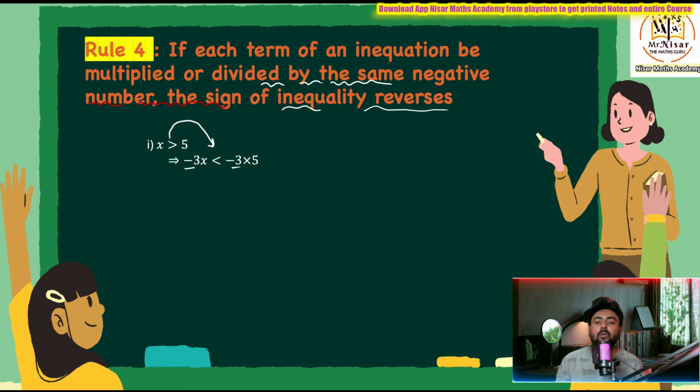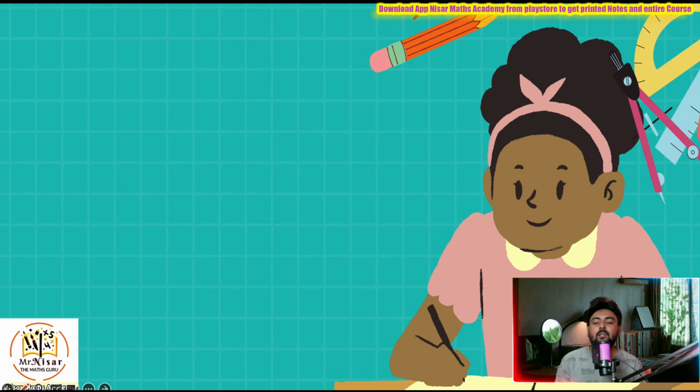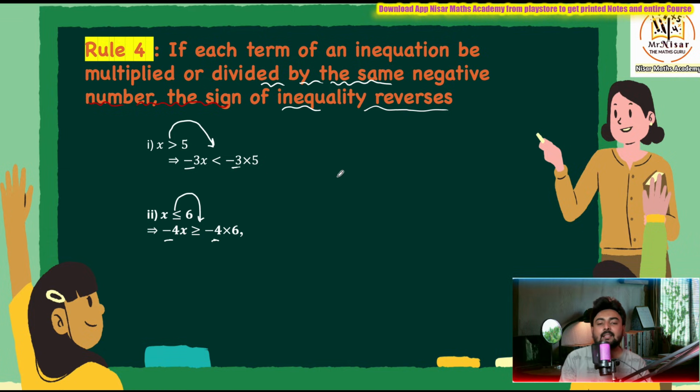Let's have a few more examples. You see here, x is less than or equal to 6. I have multiplied both sides by -4. So the sign of inequality reverses. It reverses when it is multiplied by a negative number. Let's have one more example. I'll take an example once.